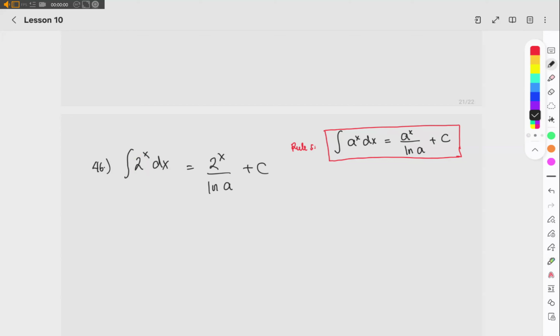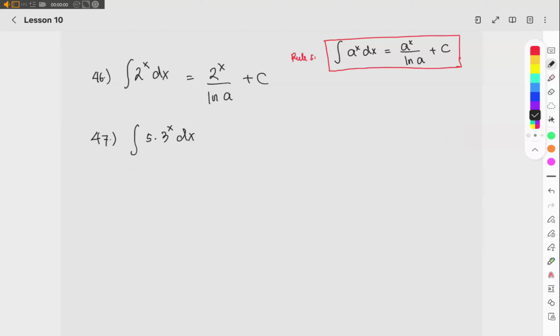So that is the answer for that problem. Now, what if I have a different kind of problem? Say I have the integral of 5 times 3 to the x dx. How will I solve this problem? I can just take out the 5, the integral of 3 to the x dx. The integral of 3 to the x dx is simply 3 to the x over ln of 3 plus c. And that's it. That's your answer.